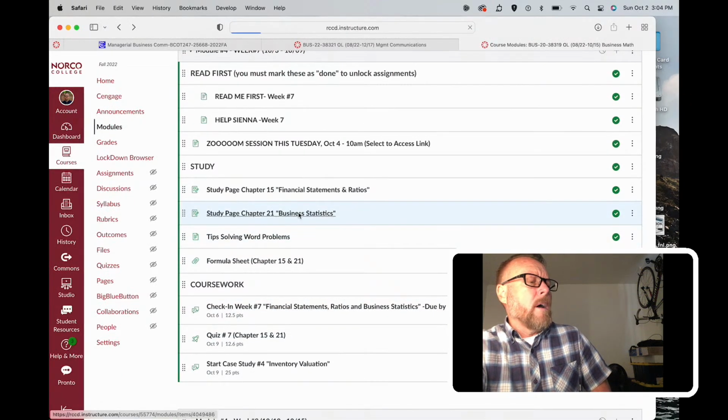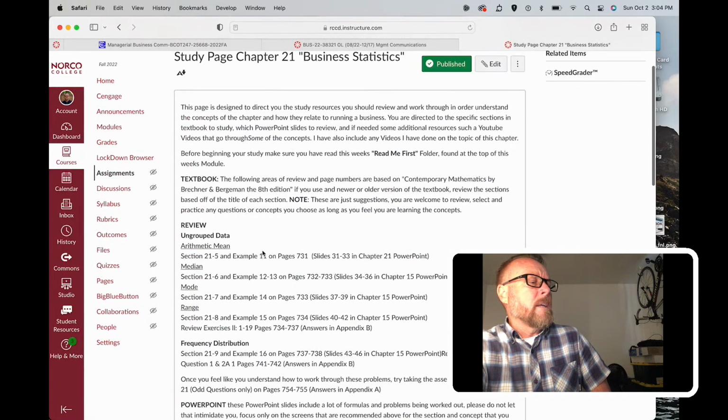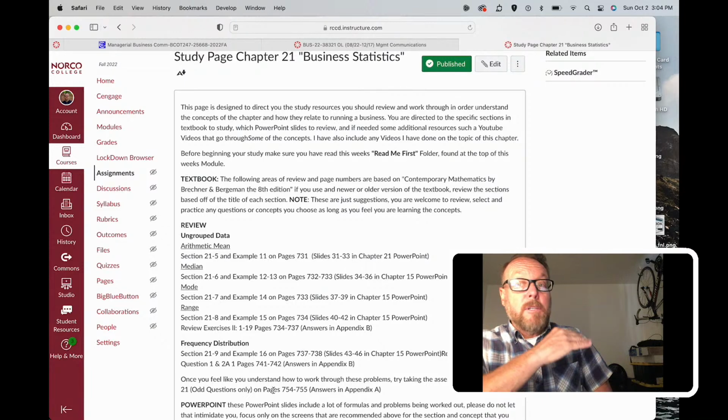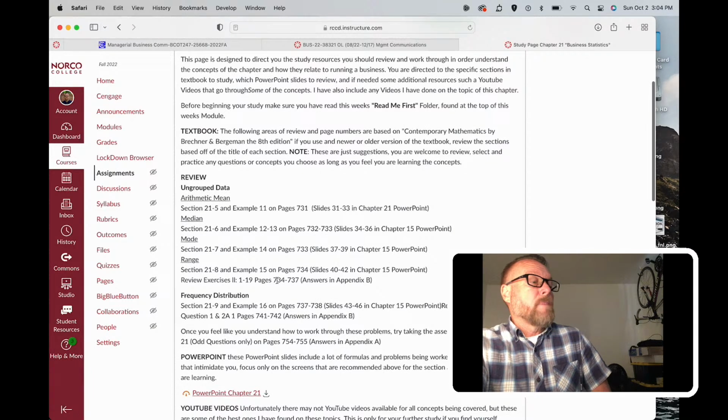There's also one for chapter 21. On chapter 21, I believe you're only going to be doing sections 5, 6, 7, 8, and 9. You're not going to be doing 1, 2, 3. That's basically where you're going to be finding the arithmetic mean, the median, the mode, and the range. And those are all very, very simple.